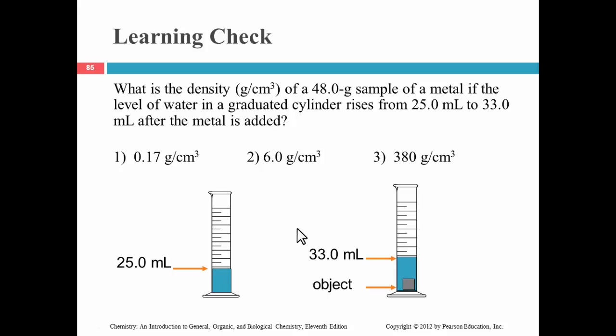Here's a learning check. What is the density in grams per cubic centimeter of a 48-gram sample of a metal if the level of water in a graduated cylinder rises from 25.0 milliliters to 33.0 milliliters after the metal is added? Here you will have to use the principles of the volume displacement method in order to determine the volume of the metal. So pause this video while you get your answer.